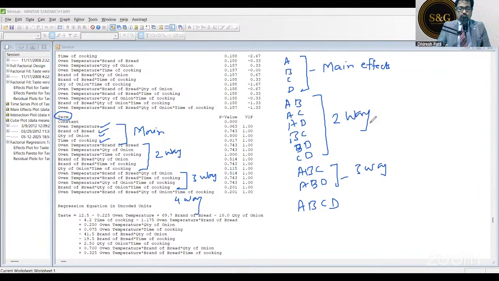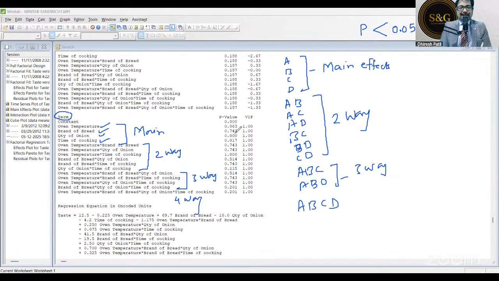Okay. Now, the most important is this. Any factor which has lower than 0.05 p-value is a significant factor. I repeat again, listen to me very carefully. Any p-value which is less than 0.05, the factor is a significant factor. Okay, so let's look at this. Okay, forget about constant. Oven temperature is 0.063, very close to 0.05. This is factor A. You remember, very close. But still it is not significant.